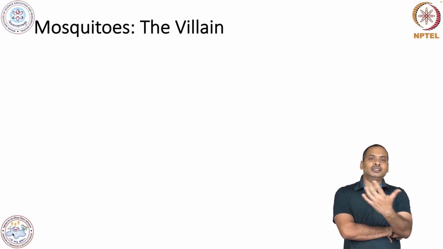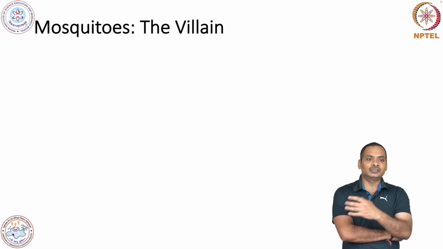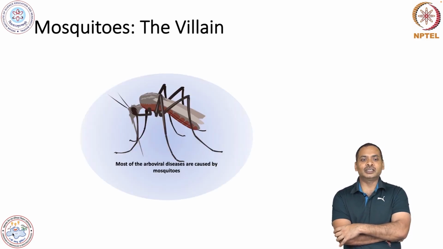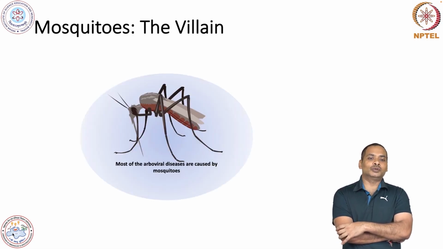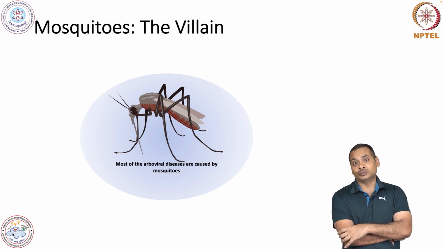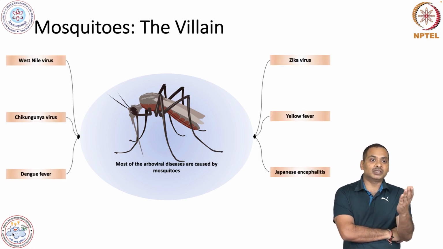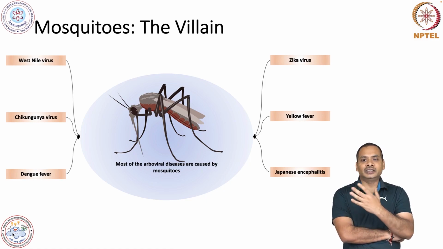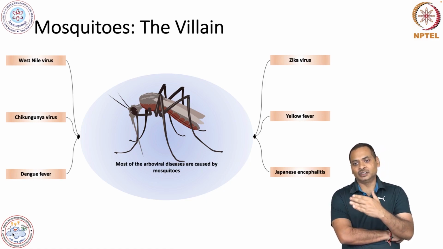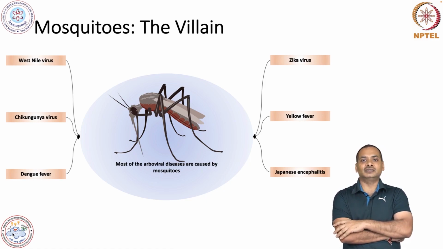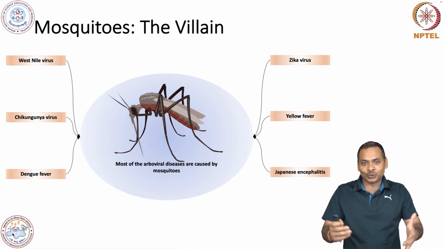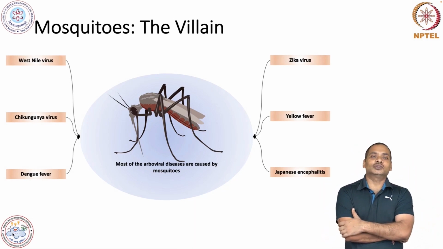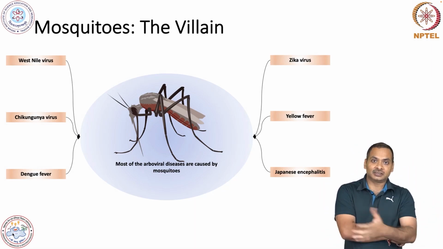So for all this, who is the villain? The villain is the mosquito. Here you can see that most of the arboviral diseases are caused by the mosquito: West Nile virus, chikungunya virus, dengue virus, Zika virus, yellow fever, and Japanese encephalitis. These are quite well known viruses and quite well known diseases.